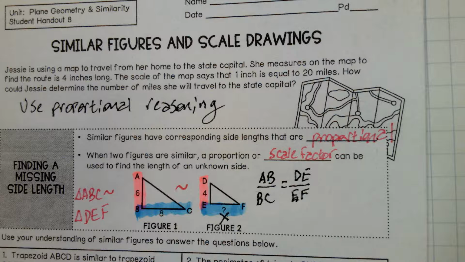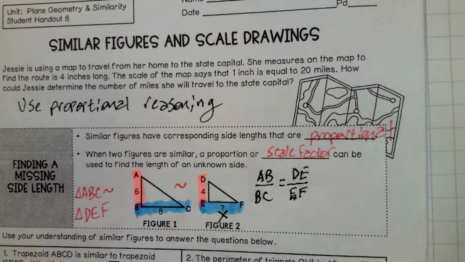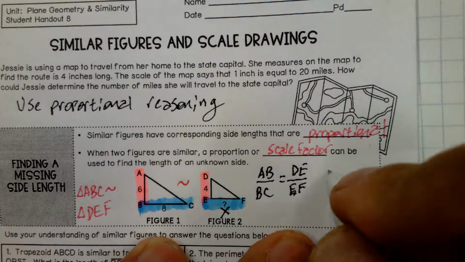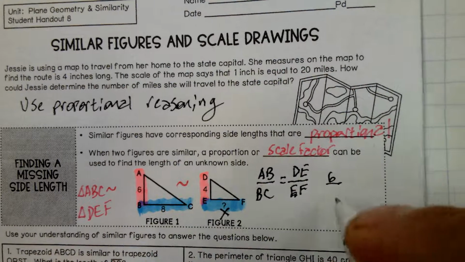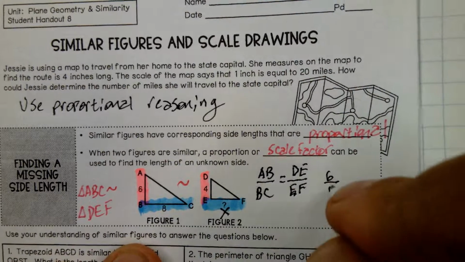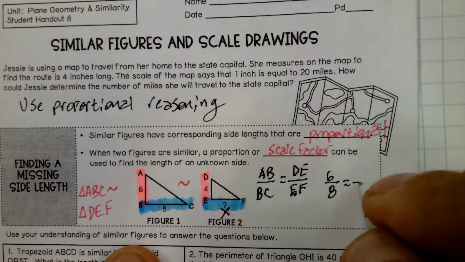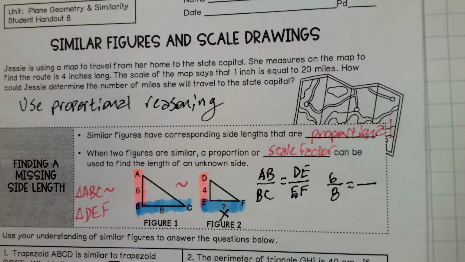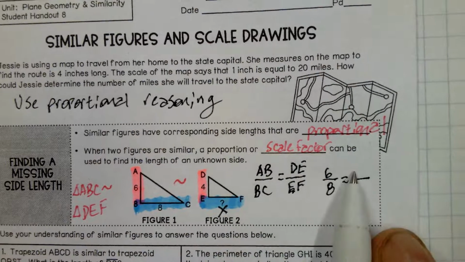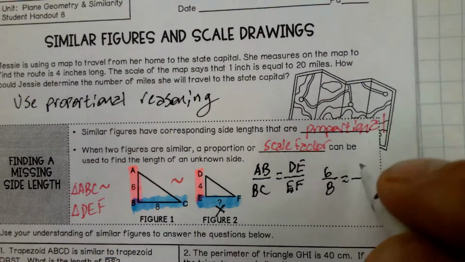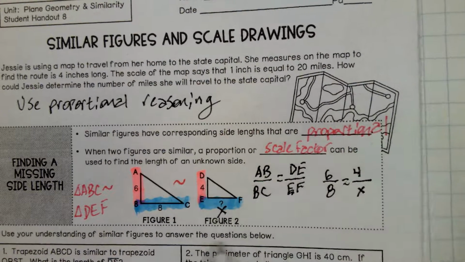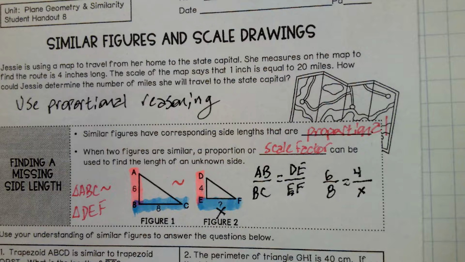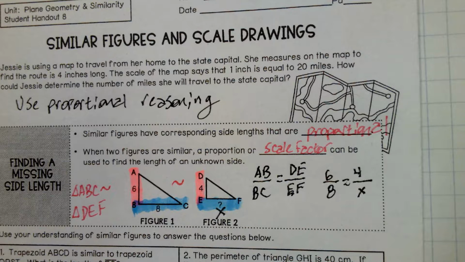So what I'm going to do now is replace everything with either a number or X. AB I'm going to replace with 6. Let's replace BC with 8. And what am I going to replace DE with? 4. And this would be X, because EF is X. And now it's a proportion.